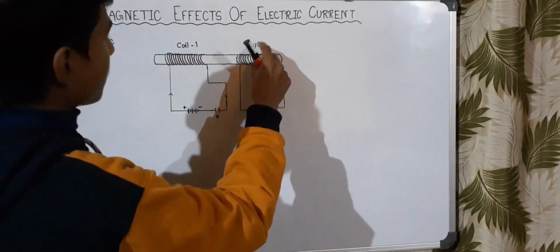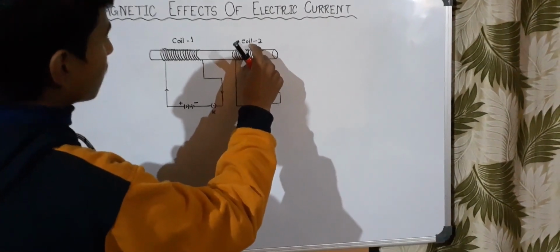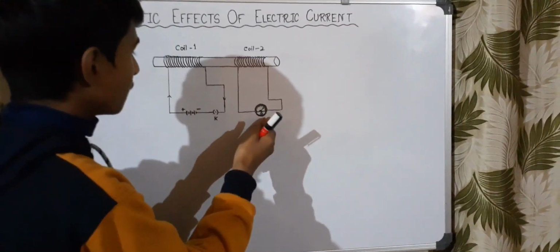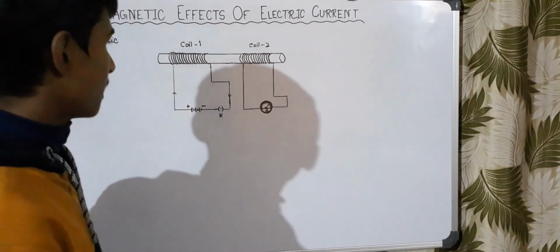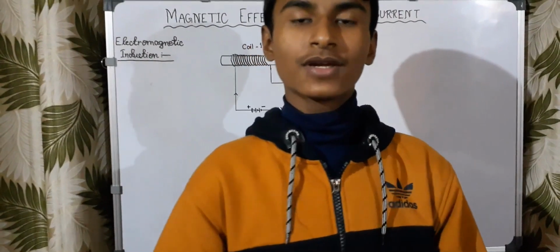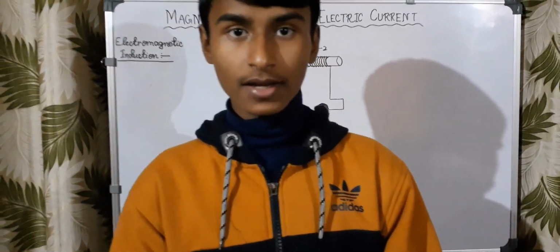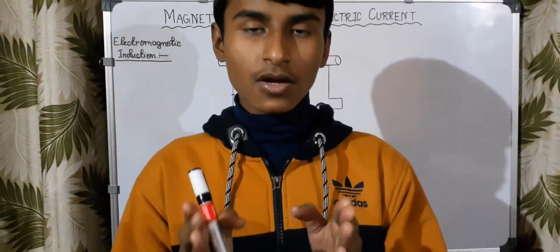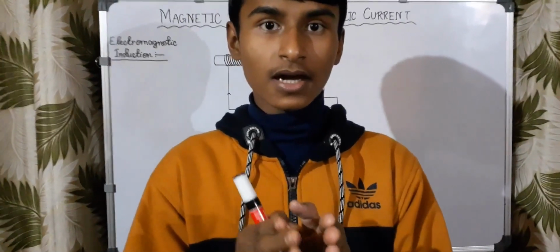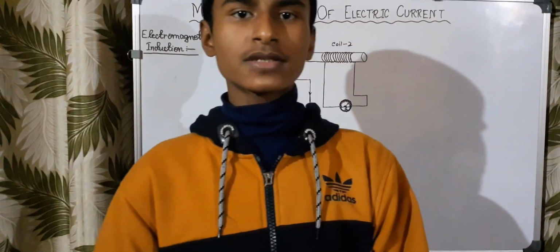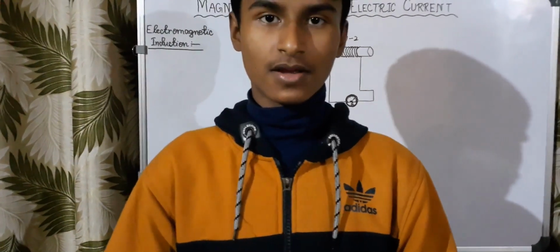Now here, when the magnetic field is changed, then the current is produced, and since the current is produced, the galvanometer can detect its presence. We can define electromagnetic induction as follows: when the magnetic field around a coil is changed, then in a coil near to it, a current is induced. This is the diagram of electromagnetic induction. Actually, it was accidentally discovered by Michael Faraday in the year 1831.